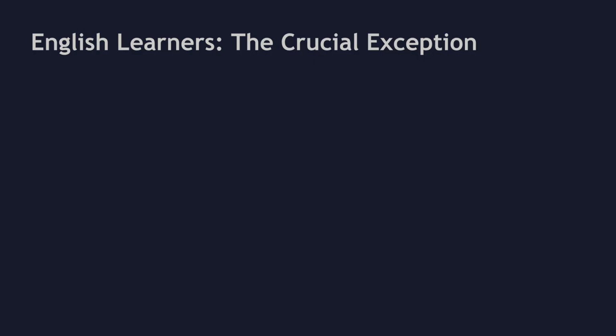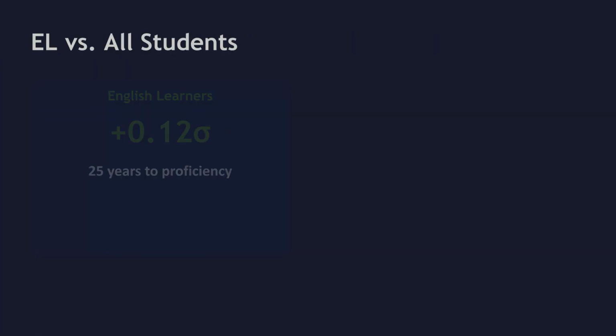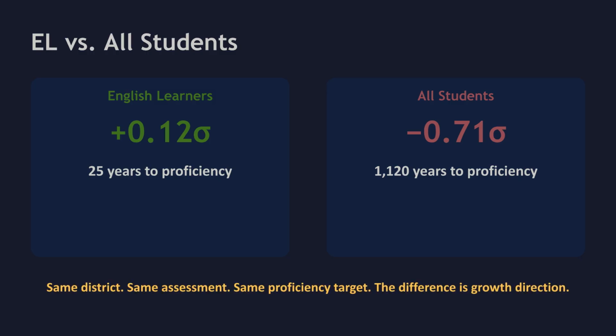English learners are the crucial exception, with the only positive effect size at 0.12 sigma. Despite having the lowest score, their positive growth means they could reach proficiency in an estimated 25 years. Comparing English learners with positive 0.12 sigma growth and a 25-year timeline to all students with negative 0.71 sigma growth and a 1,120-year timeline, we see that the difference is the growth direction.